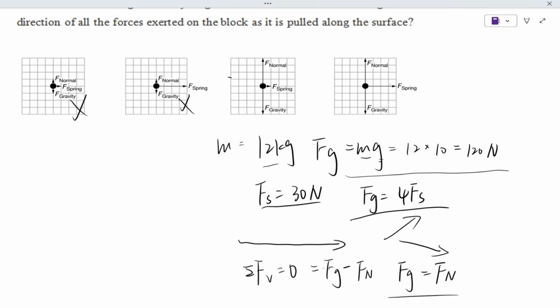For the third one, the normal force and the gravitational force are actually 4 times bigger than Fs, because this one is 4, this one is only 1, which means this is correct. For the fourth one, Fn is equal to Fg, that's correct. However, Fn is actually equal to Fs in terms of magnitude, because this one looks like 4, and this one is also 4. So this one is not correct, which means C is the correct answer.